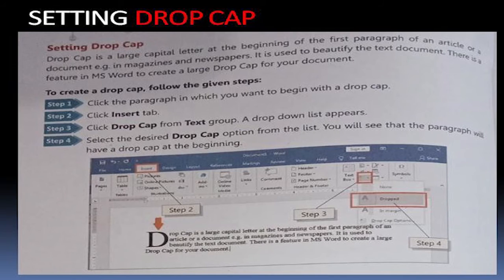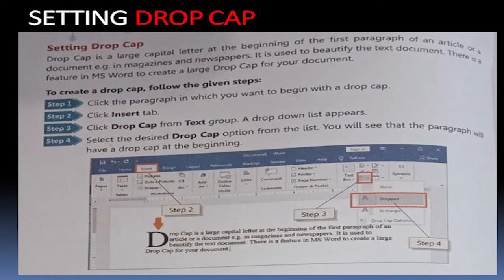Next one is setting drop cap. Drop cap means, you might have seen in textbooks and some magazines, the starting letter of the paragraph will be bigger, like that. In MS Word also we can set that drop cap. Drop cap is a large capital letter at the beginning of the first paragraph of an article or a document. In magazines and newspapers it is used to beautify the text document. There is a feature in MS Word to create a large drop cap in your document.